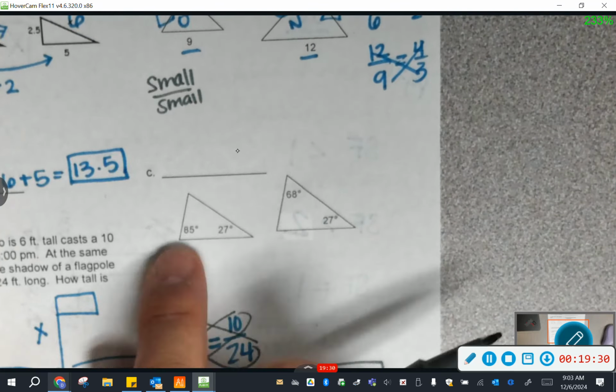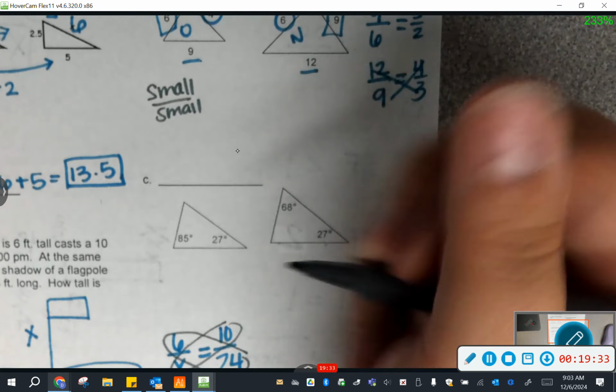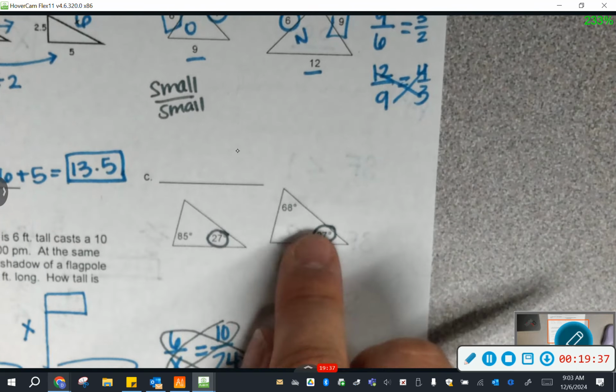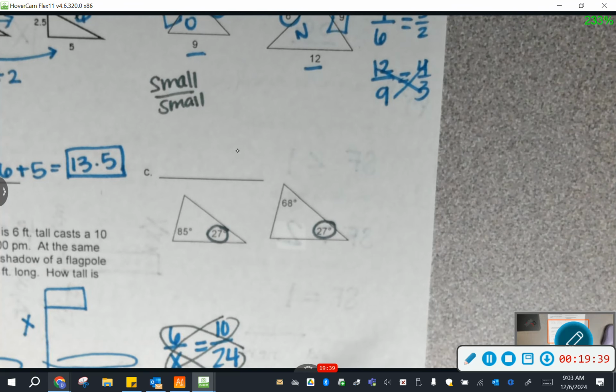Okay, the last one. Is it AA? Do you agree all I have is angles? Do you agree they both have 27? Hold on, don't get up yet. But they don't have the other angle the same. How do you know?